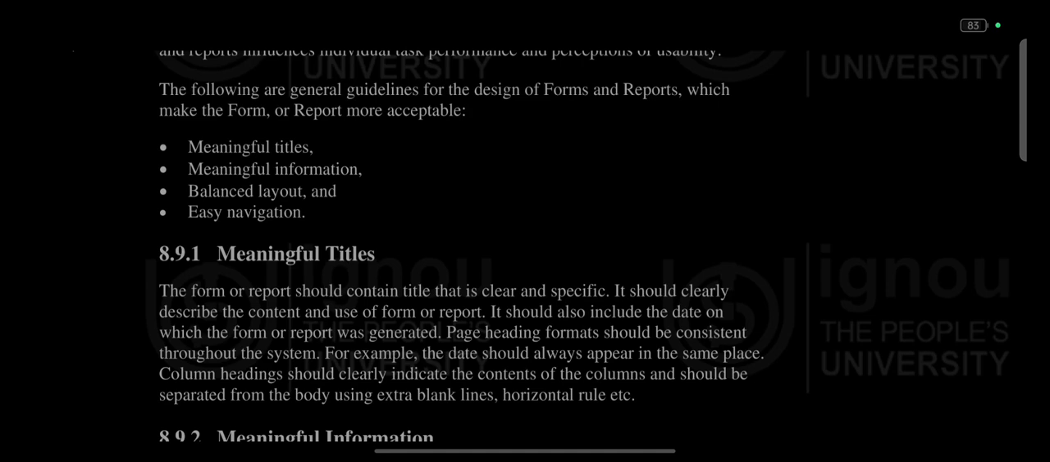Meaningful titles. The form or report should contain a title that is clear and specific. It should clearly describe the content and use of the form or report. It should also include the date on which the form or report was generated. Page heading format should be consistent throughout the system. For example, the date should always appear in the same place. Column headings should clearly indicate the contents of the columns and should be separated from the body using extra blank lines, horizontal rules, etc.